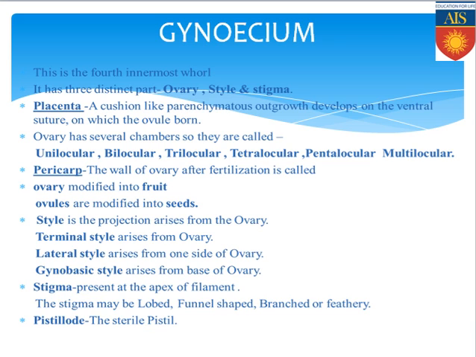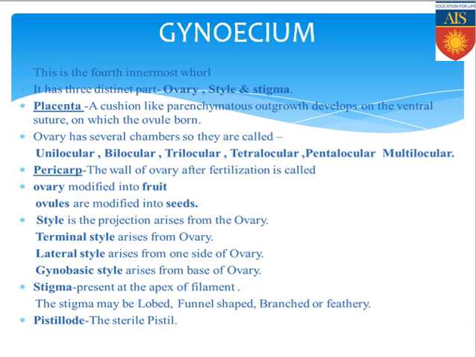Here one small piece of information we need to keep in mind: what is placenta? Placenta is just a membrane-like or cushion-like structure which subdivides the ovarian chamber into multiple small chambers, and with which the ovules remain connected.